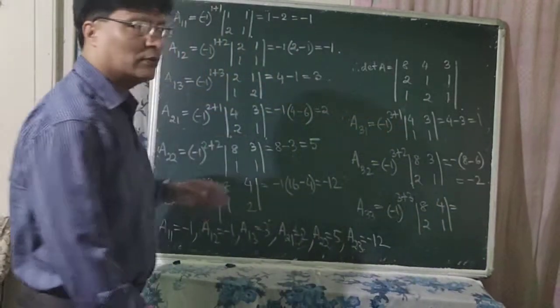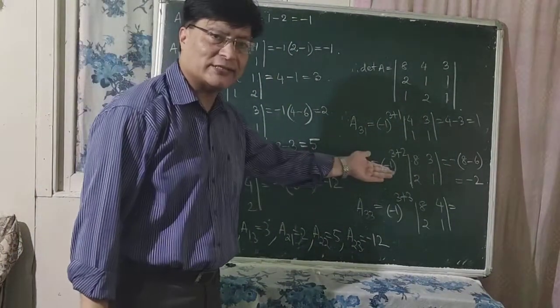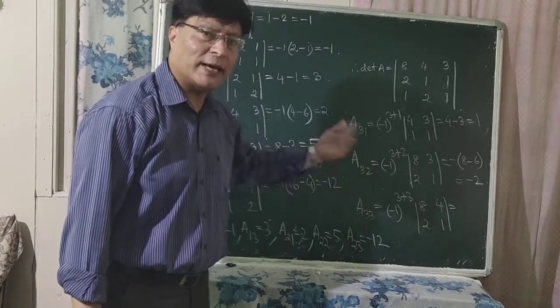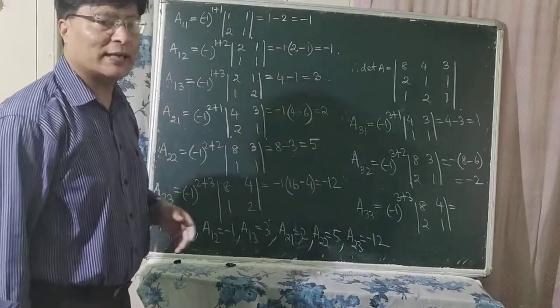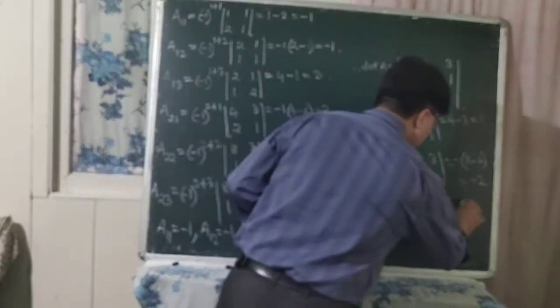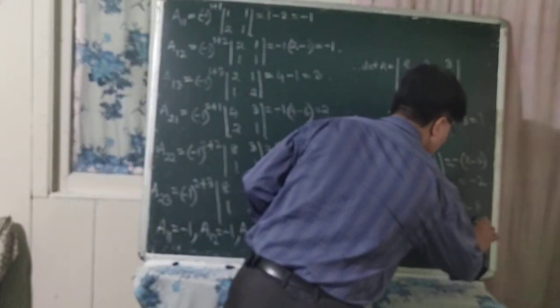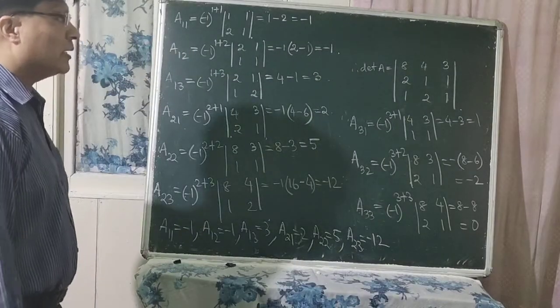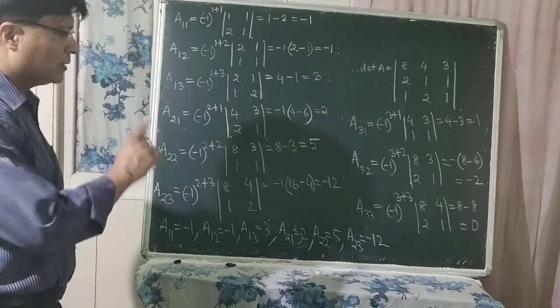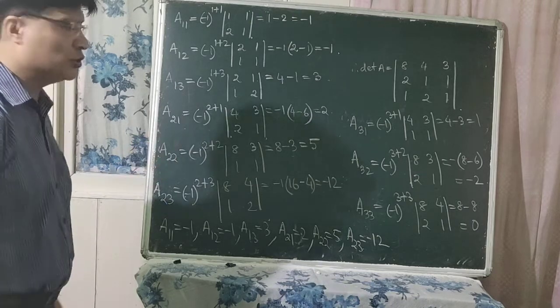Which is equal to, what is -1 to the power 6? -1 is multiplied 6 times. That is an even number of times. So it is plus 1. So usually we don't write plus 1. So it is 8 ones are 8 minus 8, which is equal to 0. So I think you have understood it. That is, A33 is 0.